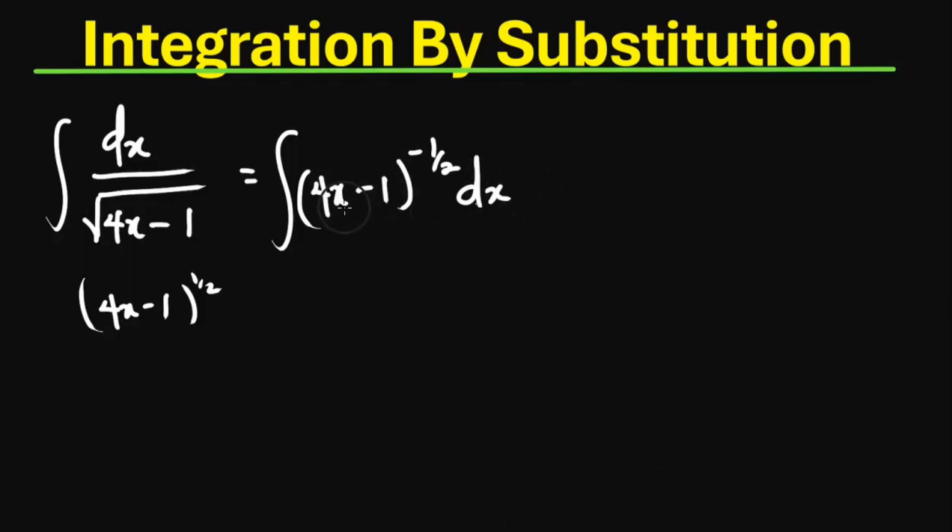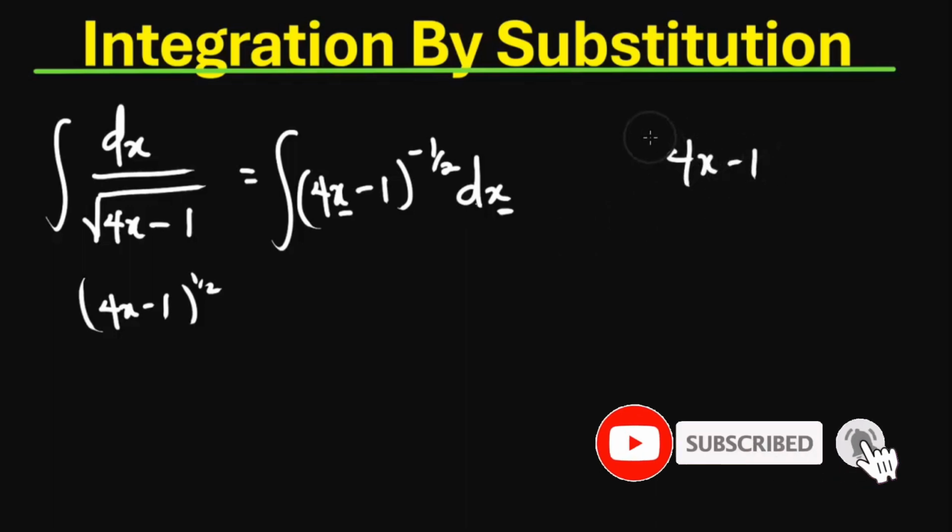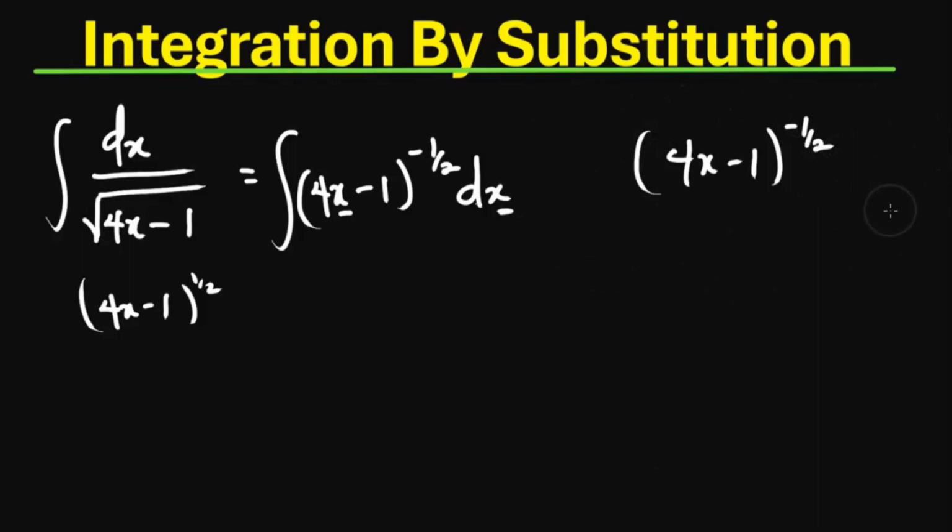Now, in integrating by substitution, what we want to do is to change the variables and rewrite this integral in such a way that we can easily solve it. So we're going to say that this function, 4x minus 1 to the power minus 1 over 2, is a function of a function. When I say function of a function, I mean we can say that there are two functions.